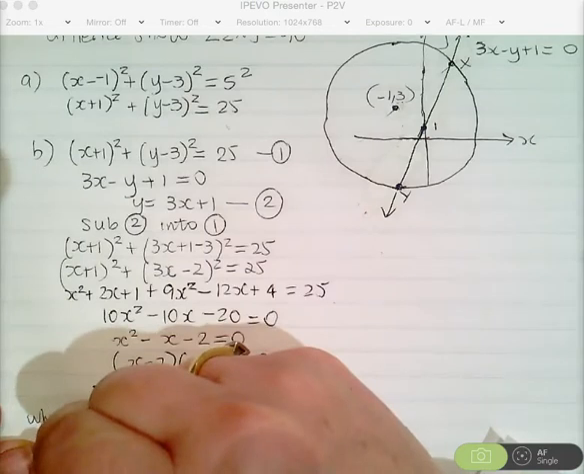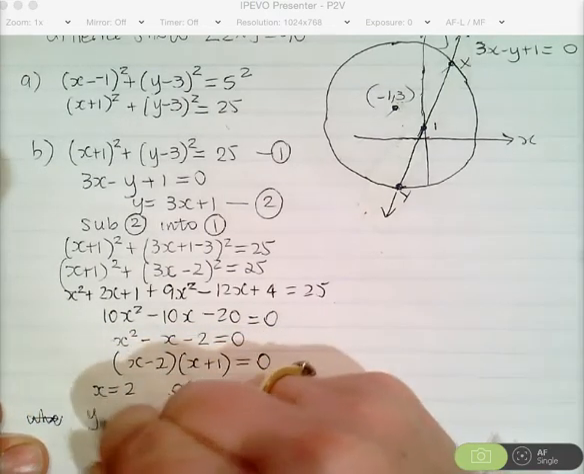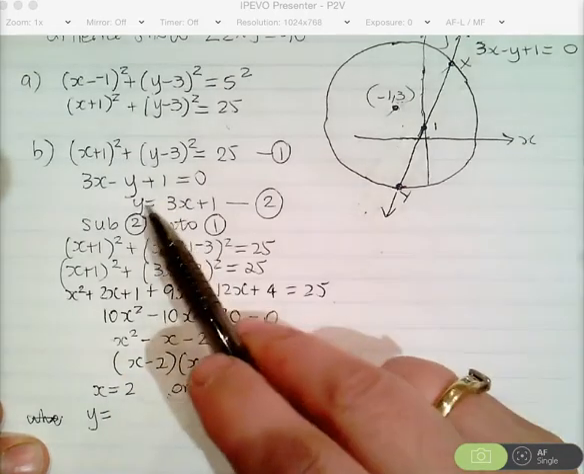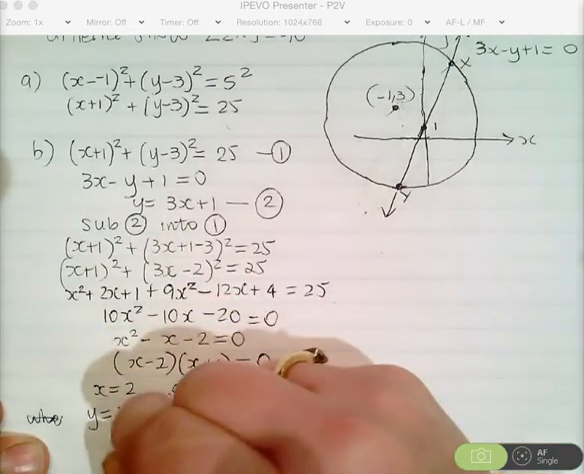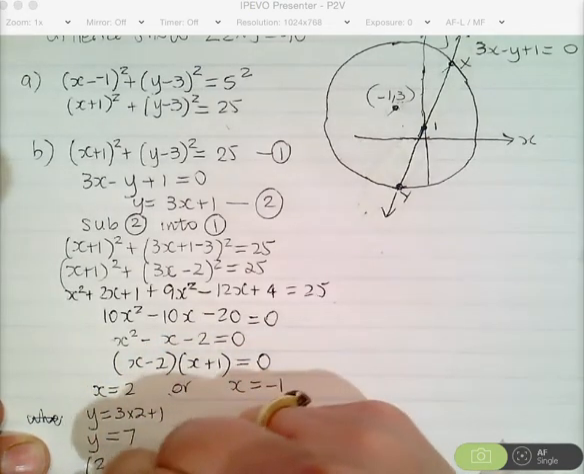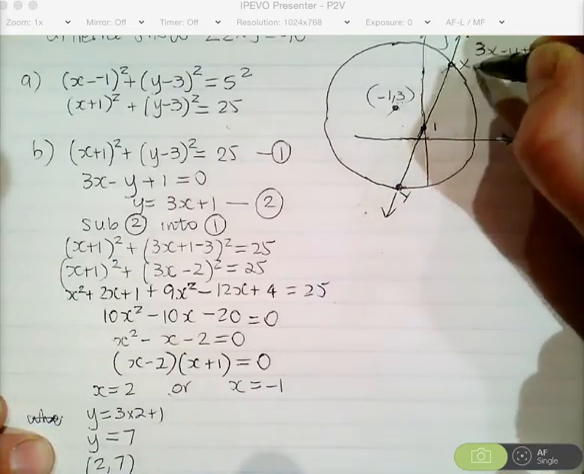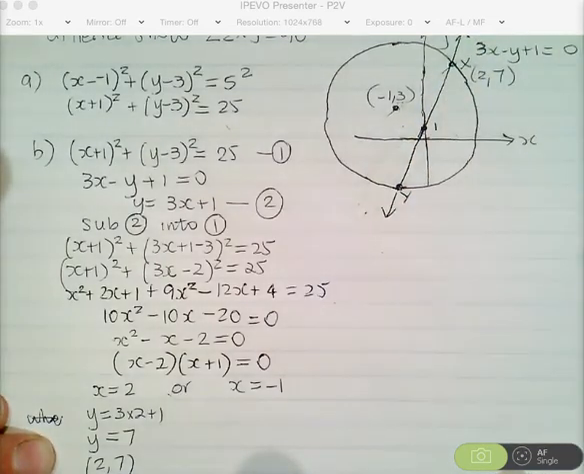Now let's substitute these. So when x is 2, I'm just going to work out the y value. The y value will be 3 times 2 plus 1, which is 7. So the first point of intersection is 2, 7, in other words, this point here, point X will be 2, 7 in the diagram up there.